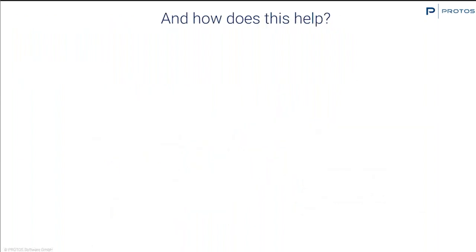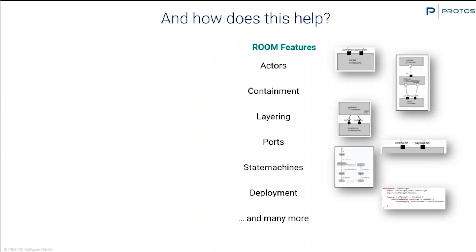So how does this help? Now I introduced the method, but we have a lot of elements in this method. We have actors, we have containment layering. So basically, it's a really good balanced number of methods that work together closely to enable the definition of an architecture and executable code as well. So those are the Room features. So there are some more features, but those are the basic features of Room.